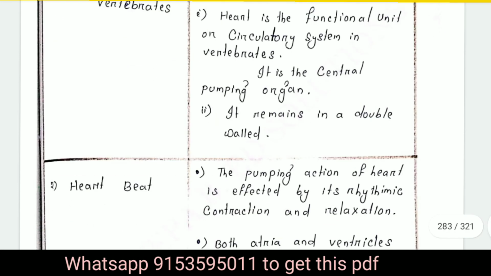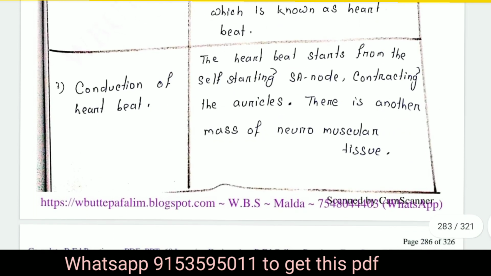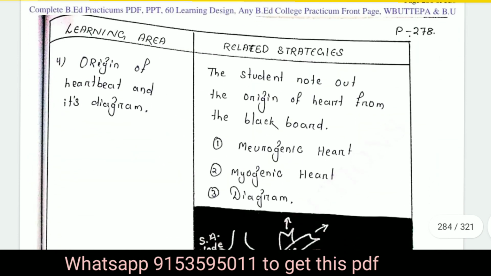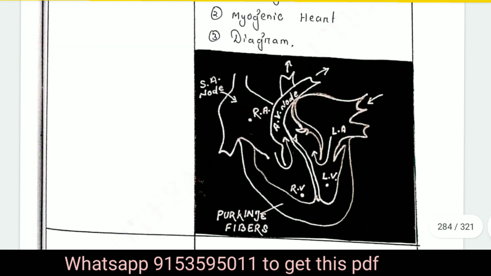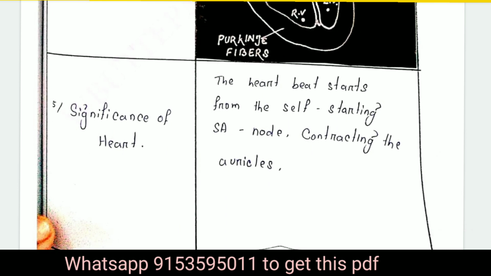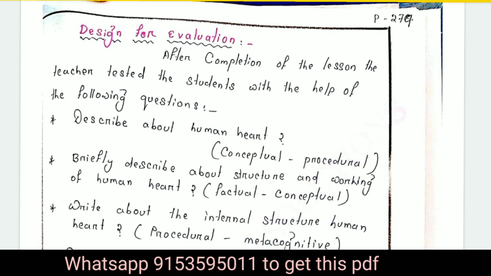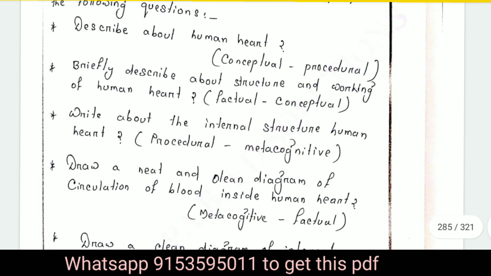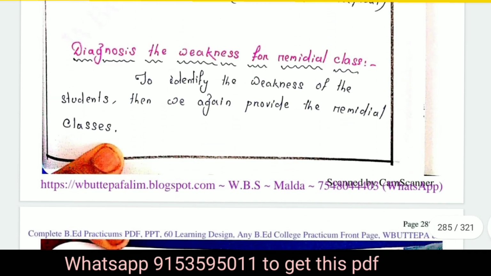Heart in vertebrates. Heartbeat. Conduction of heartbeat. Learning area related strategies. The student notes down the origin of heart from the blackboard. Some of the blackboard work. Purkinje fibers. Significance of heart. The heartbeat starts from the self-starting SA node contracting the auricles. Design for evaluation. After completion of the lesson, the teacher tested the student with the help of following question. Some questions are as follows. Diagnose the weakness for remedial class.